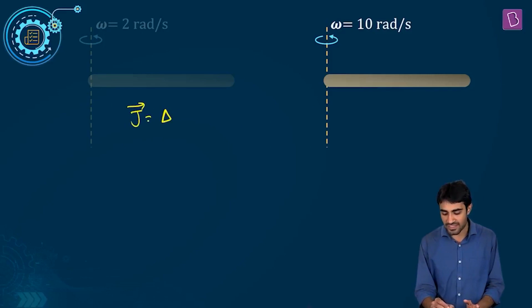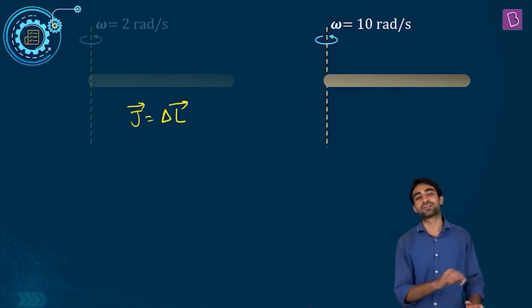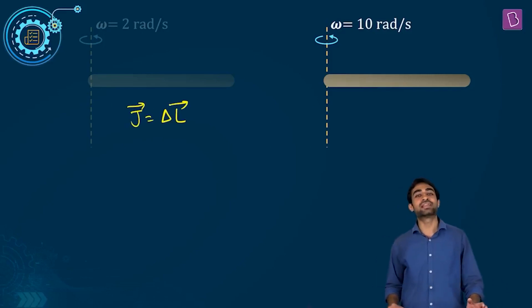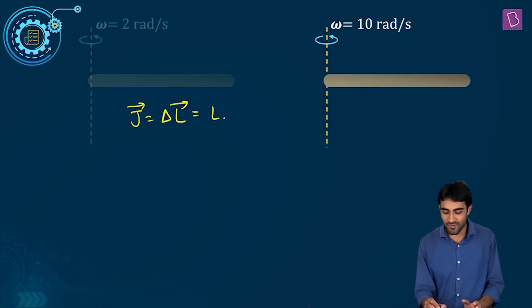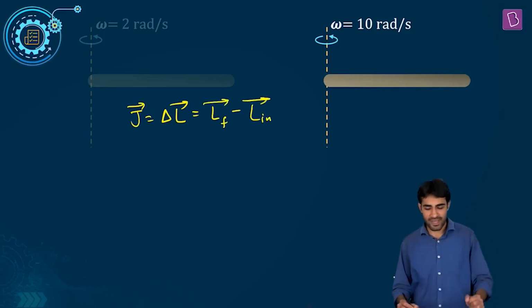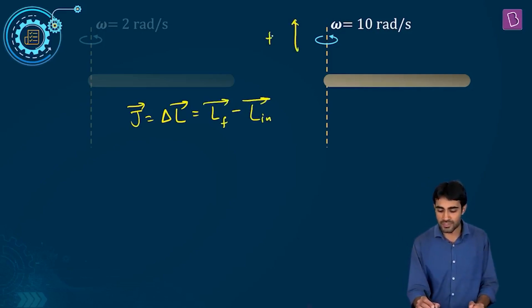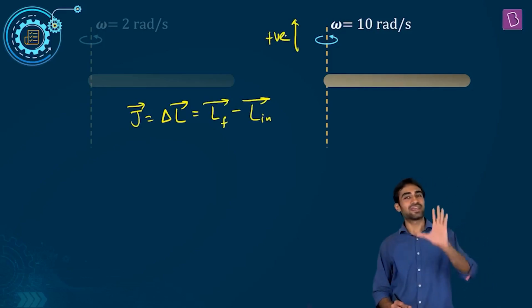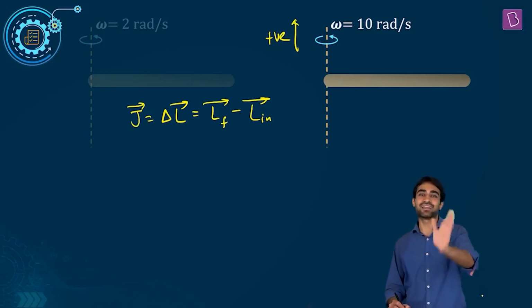Well, J vector is nothing but delta L vector. It is the change in angular momentum in a really short duration. Now, how to find the change in angular momentum? Well, so simple. It is nothing but L final vector minus L initial vector. So we are talking about some direction. Let me take the upward direction as positive, and the downward direction as negative.